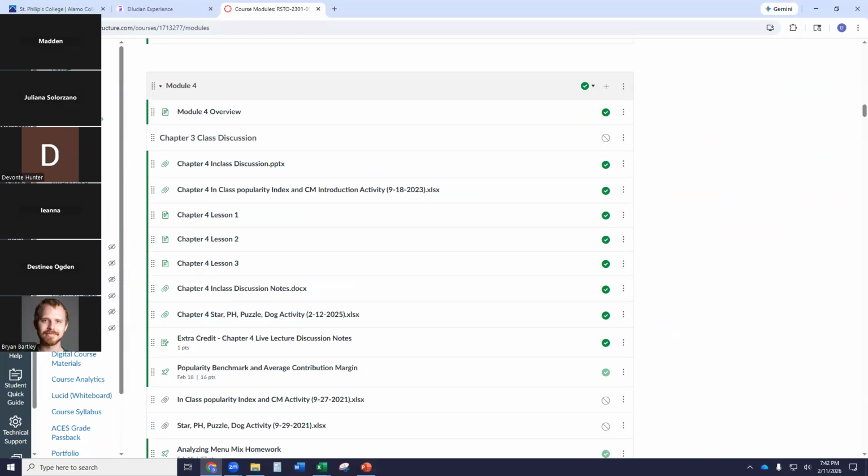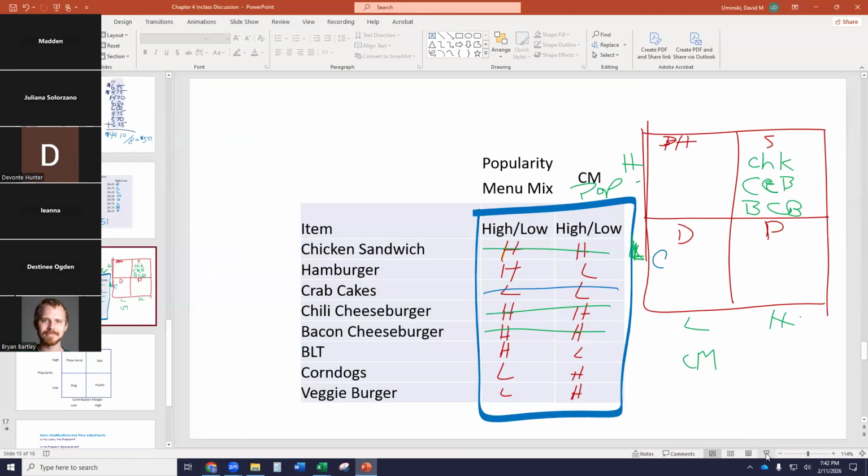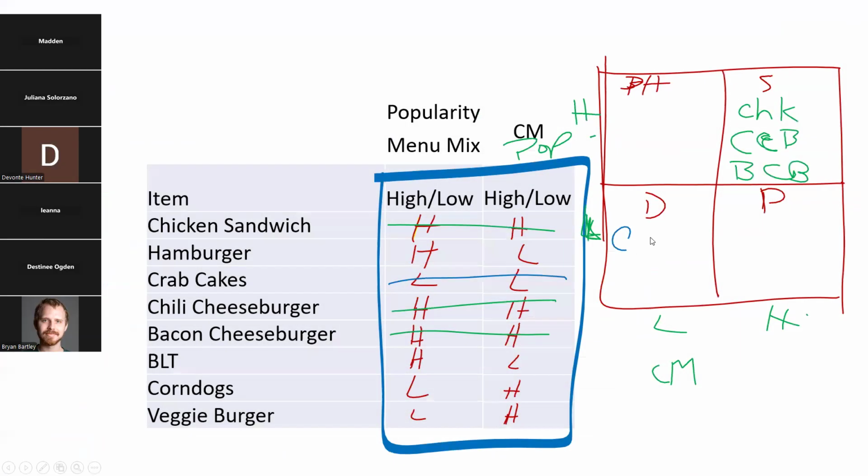What did I just do? Oh, shoot, I closed it. Okay. So this is going to be our crab cakes. What does the D and the P stand for? D is dog, and the P is puzzle. Okay. That's our low, low. Awesome. And then plow horse and puzzle.